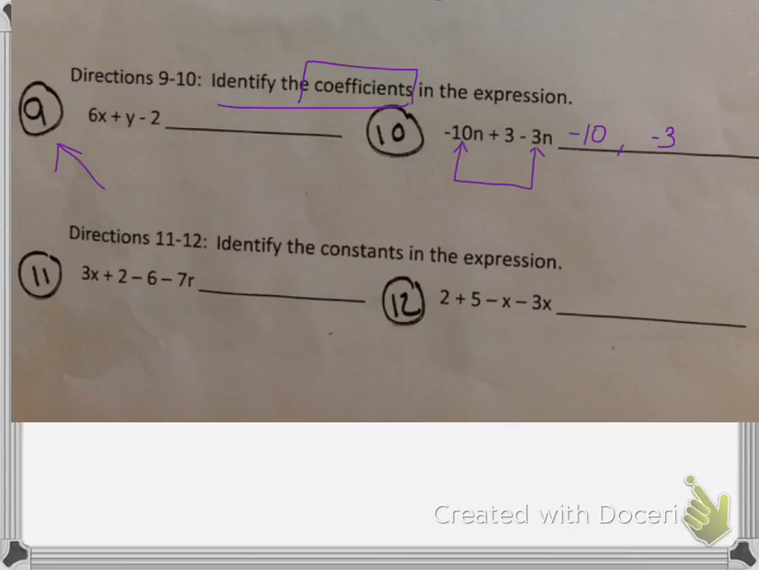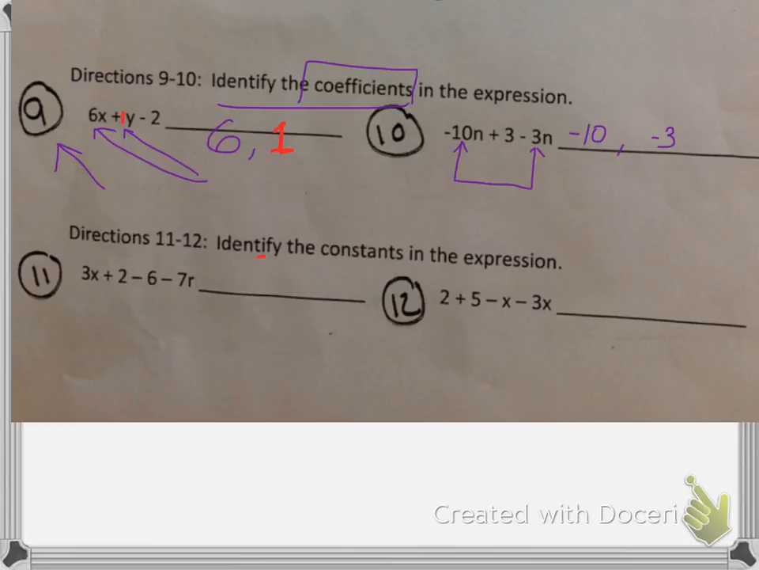Okay, the number in front of x is easy. That's a 6. The number in front of y is not so easy. We have to remember it is the little loved one. Okay, so we got 6 and 1. Alright, you guys are doing wonderful. Keep going.